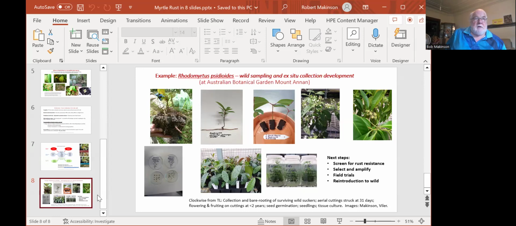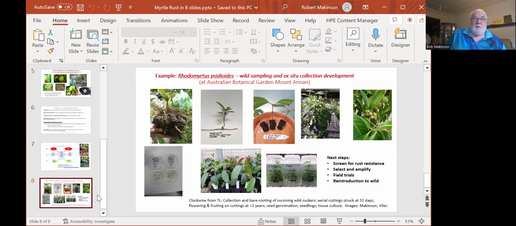I mentioned earlier that native guava does sucker. Now we can take aerial cuttings from that, as in the centre shot in the top row here, or we can take actual sucker units off the spreading lateral roots. These are the suckers that pop up every year. They eventually get killed by myrtle rust, but in the meantime, they help keep the system ticking over. And those sucker units are actually faster and really robust. They go like a clappers. So they're great propagation units.